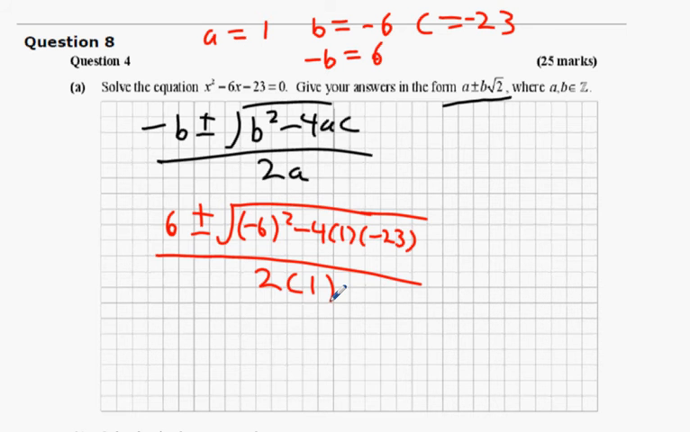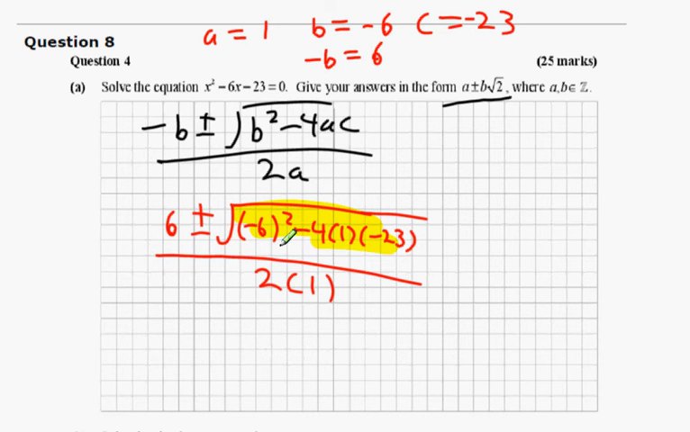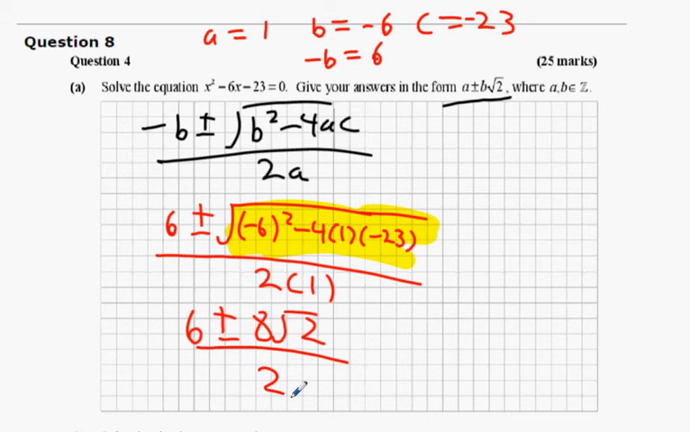Okay. When you're at that stage, just put that part into the calculator only, okay? And when you put that in the calculator, what do you get? What is it? 8 root 2? Perfect. Okay. So 6 plus or minus 8 root 2 all over 2.